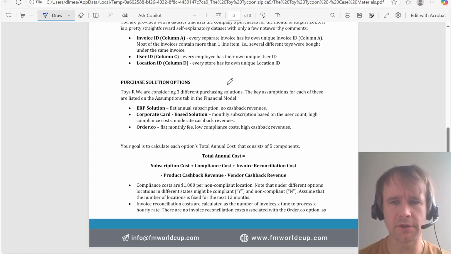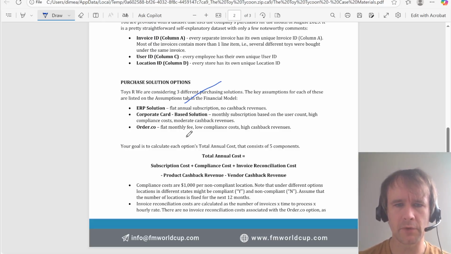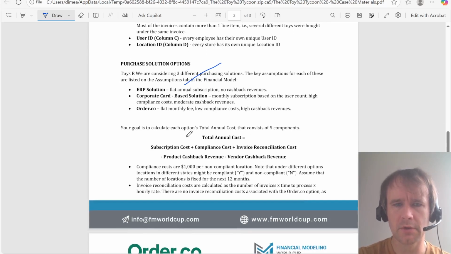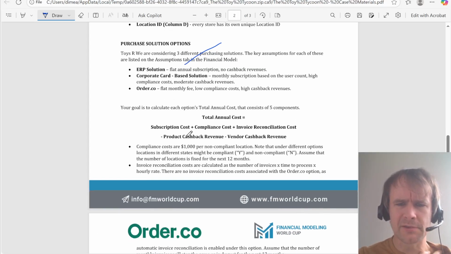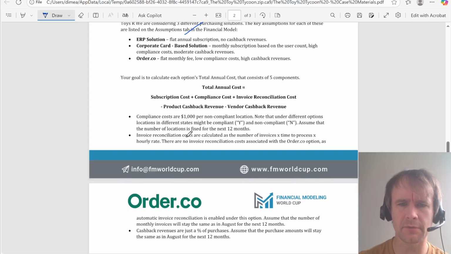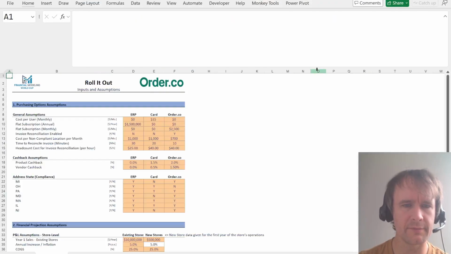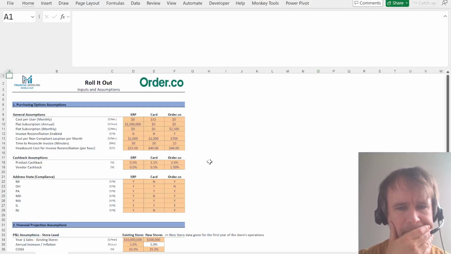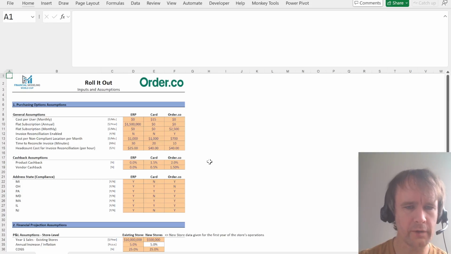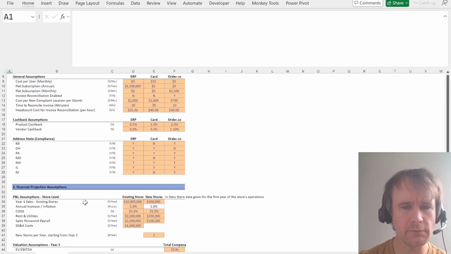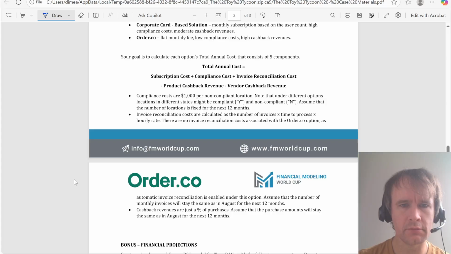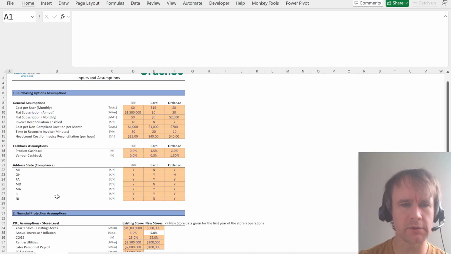3 different purchasing solutions. The key assumptions for each of these are listed in the Assumptions tab in the financial model. ERP solution. Corporate card-based solution. Order code. Okay. Total annual cost is 5 components: subscription, compliance, invoice reconciliation. Oh boy. Okay. This is complicated. Okay, got it. Okay. So I need subscription cost, compliance cost.